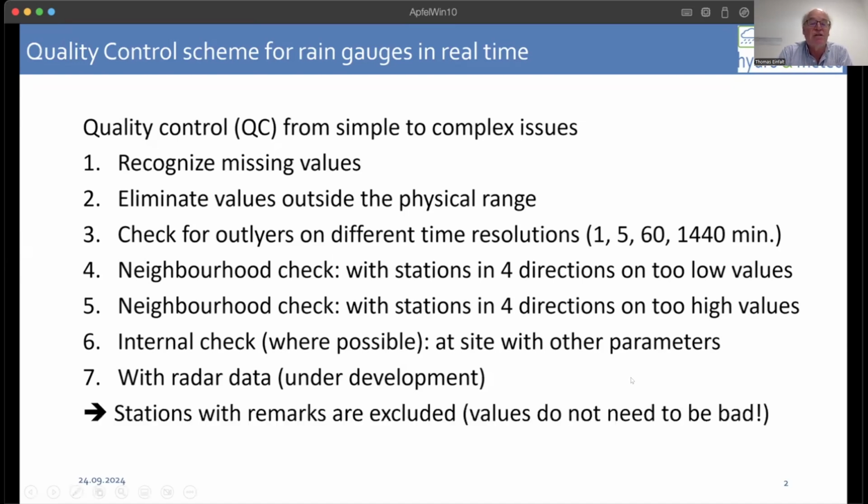And stations with remarks on these checks are excluded from further processing, at least for the time for which they are suspicious. It does not mean that the values really are bad, but when we are in a real-time setting, we need to be sure to work only with those data that we are confident with.